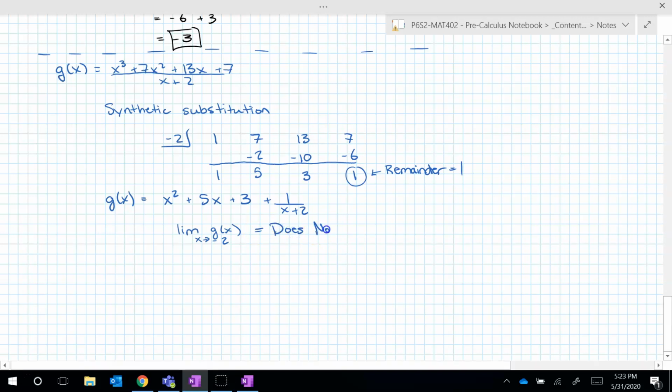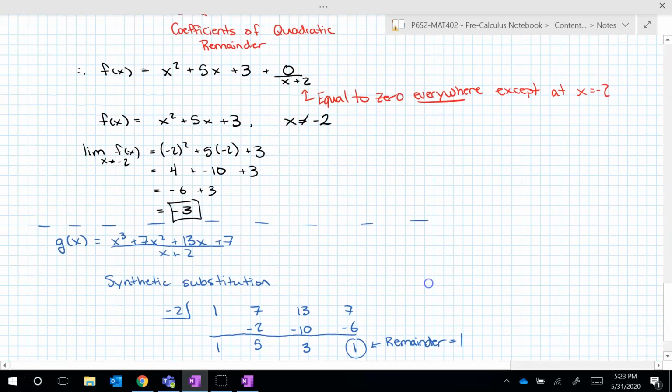Think Lindsay Lohan yelling in Mean Girls at her math competition. The limit does not exist. That is this case where it blows up off to positive infinity or negative infinity, and there's nothing I can do to remove it. The limit of this function does not exist. So big difference between the two.